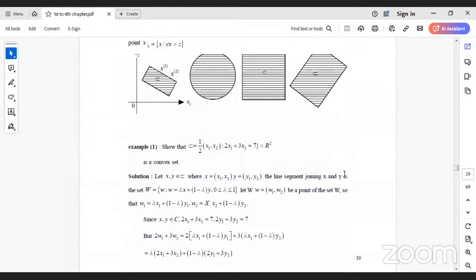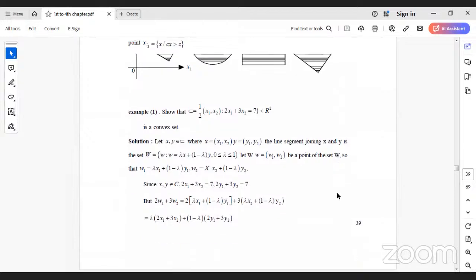One problem: you have to show that the subset S = {(x₁, x₂): 2x₁ + 3x₂ = 7} is convex. So the solution we have to take here. Let x, y belong to the subset S, where x = (x₁, x₂) and y = (y₁, y₂). The line segment between x and y is the set of w = λx + (1 − λ)y, 0 ≤ λ ≤ 1.